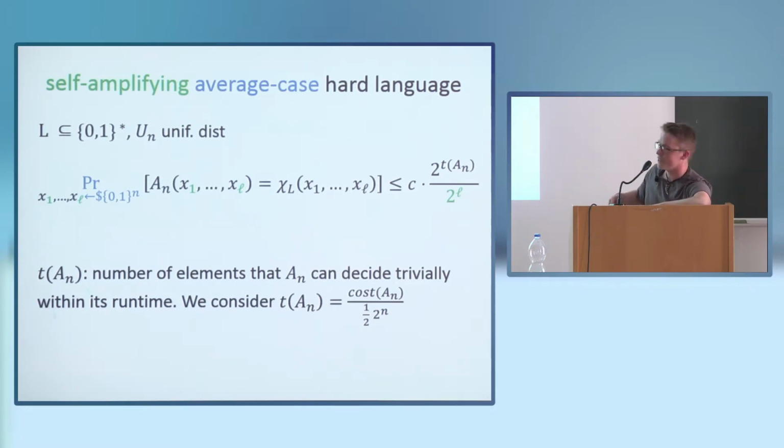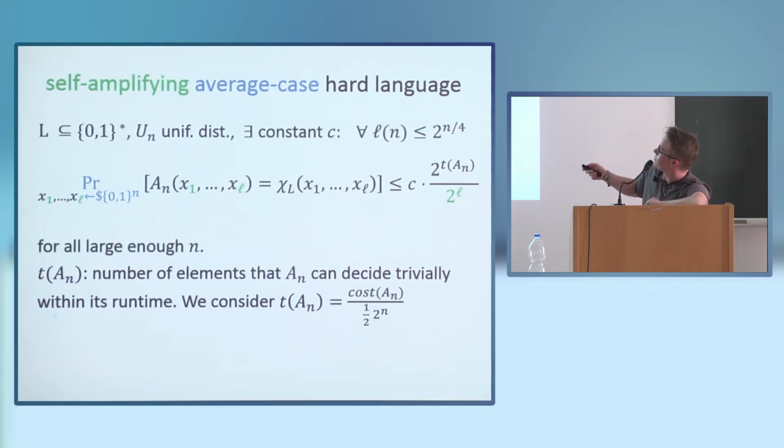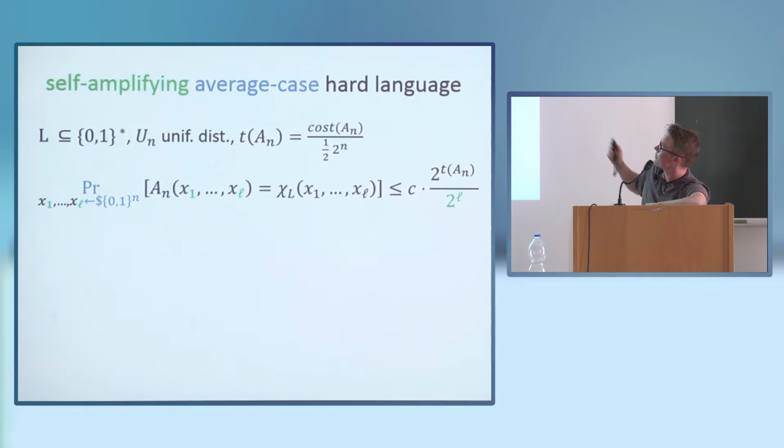A theory of self-amplifying average case hard languages would probably look a little bit more general and different. And the second thing that I would like to do is, if there is some constant, then this is still a very strong assumption. And so how far does it amplify? Well, you should not have collisions. So as long as L is not too big, this type of amplification works. Okay, so this is a self-amplifying average case hard language.